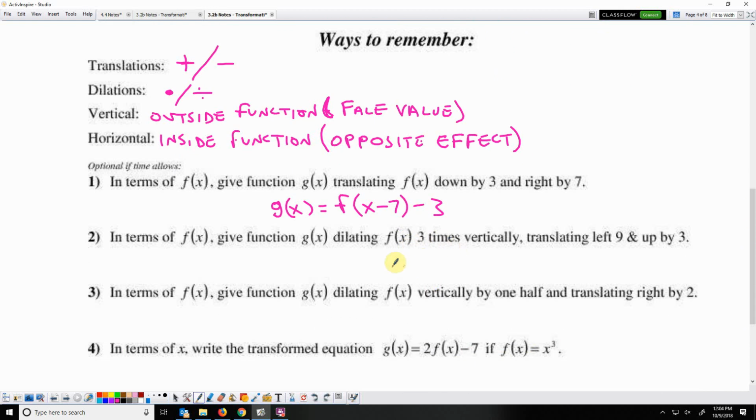If I want to dilate 3 times vertically, that means it's going to be 3 times f of x. But I also want to go left 9, so that x is going to become x plus 9. And I want to go up 3, so after I'm going to have plus 3. Another vertical dilation, just like above. Vertical dilation by 1/2. So outside the function, it's going to be 1/2. Translating right by 2 is going to be x minus 2.